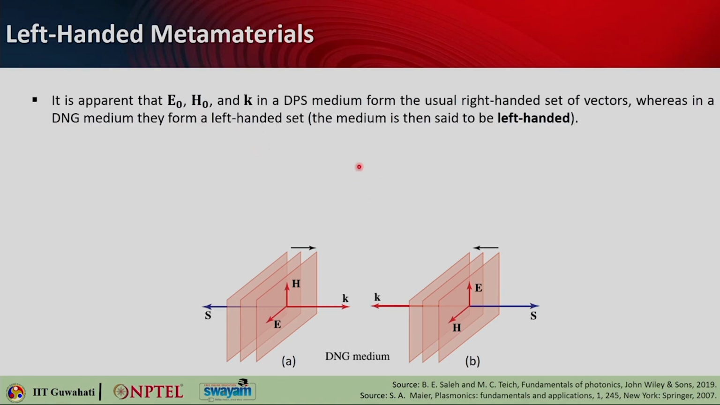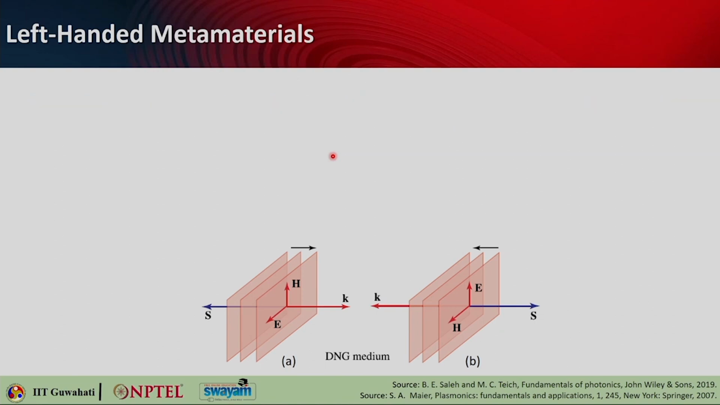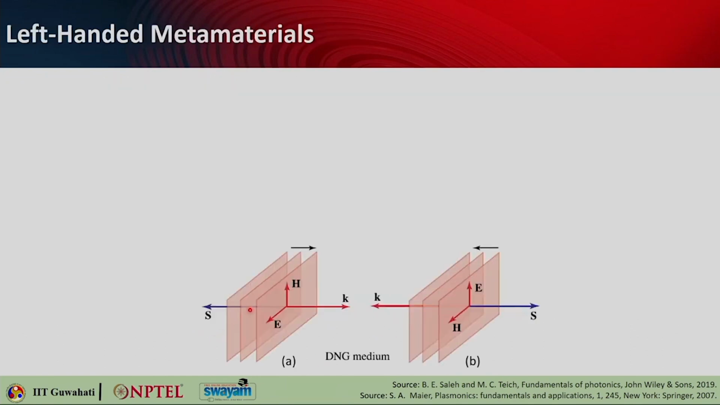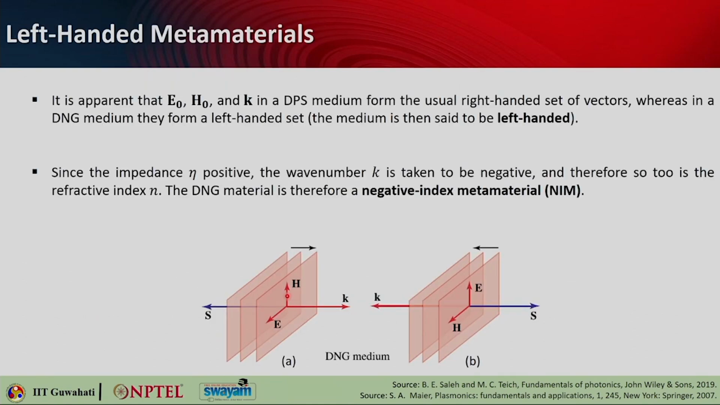So it is apparent that E naught, H naught and K in a double positive media form a right-handed set of vectors, right. So when you actually switch the E and H fields, that is what we see here, because the negative sign was previously here, now it is here. So you can exchange the roles of the electric and magnetic fields, and if you do that, this is how you will get it. In the double positive medium, E was here, H was here, but now you have switched their roles, and you actually got a left-handed system.